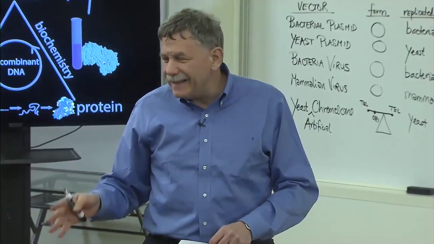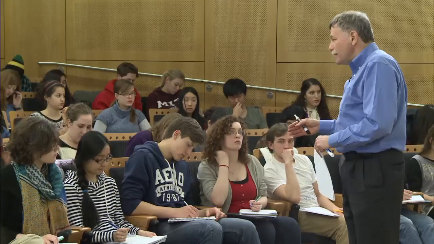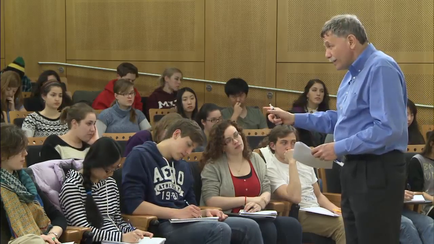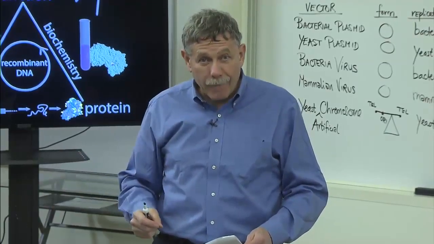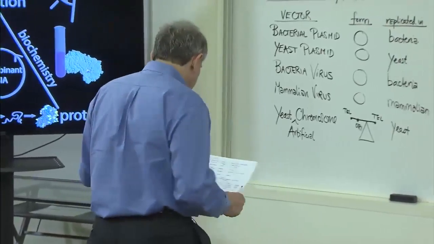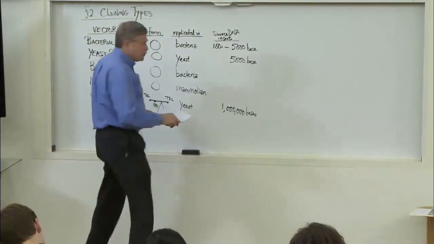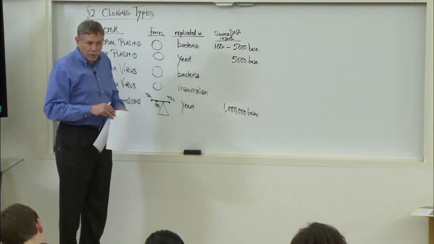So pretty much anything that can be replicated can be turned into a cloning vector. And if you need a little bit or a lot, depending on how much you're trying to clone, hundreds of bases, thousands of bases, tens of thousands of bases, hundreds of thousands of bases, millions of bases, there's an app for that, okay? Now there's something else in terms of cloning types that's worth mentioning.